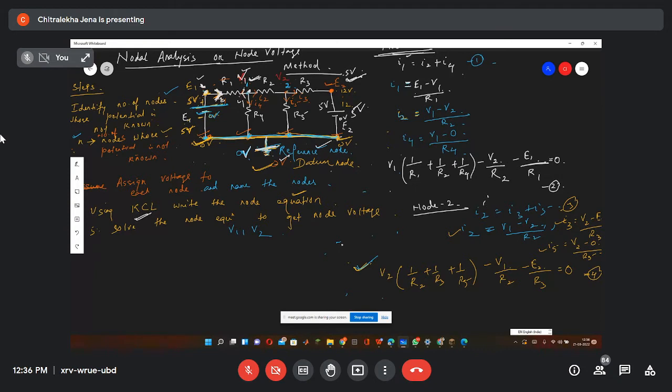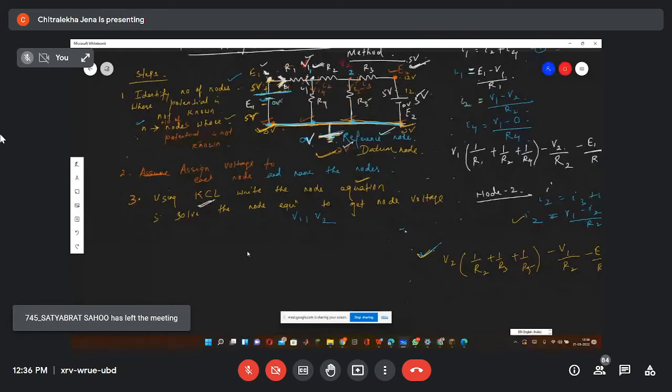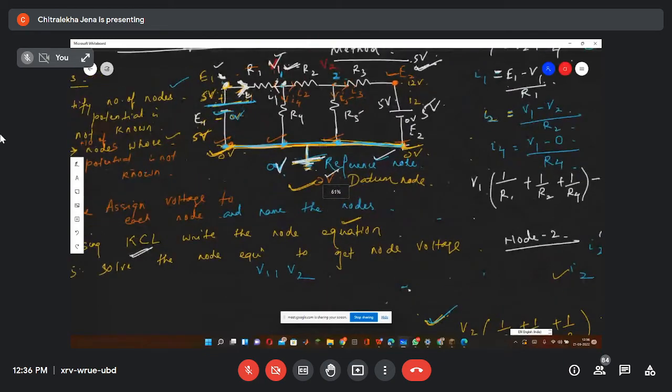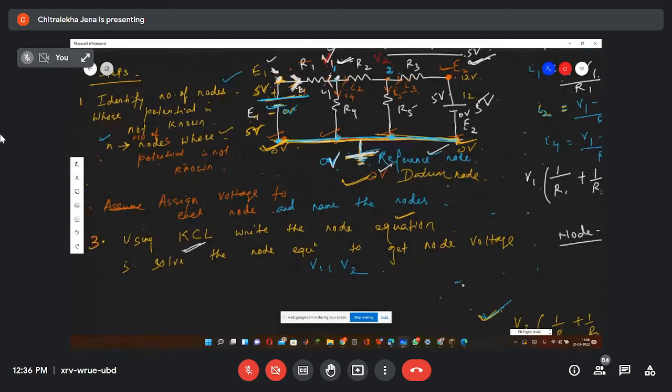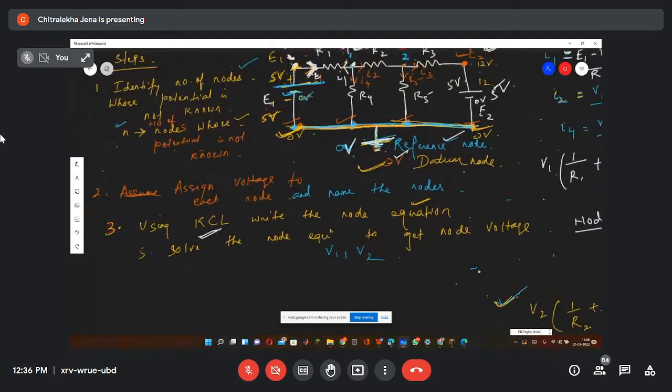Okay. Now I will tell you how to write down the node equation without using Kirchhoff's current law. Just by looking at the network you can write down the node equation. Look at here. All of you have written? Yes, ma'am.